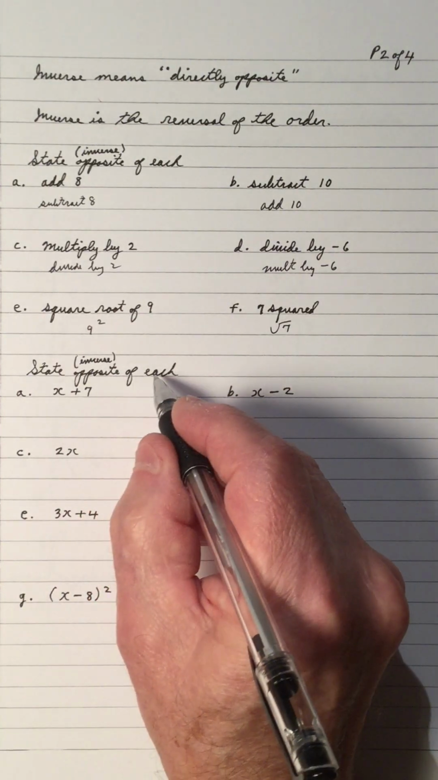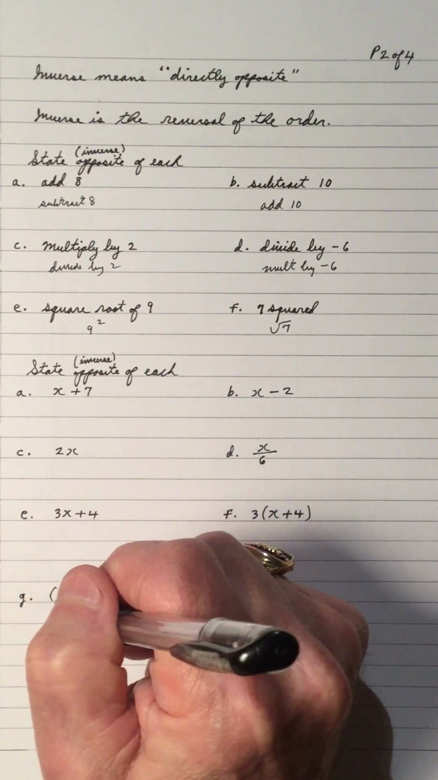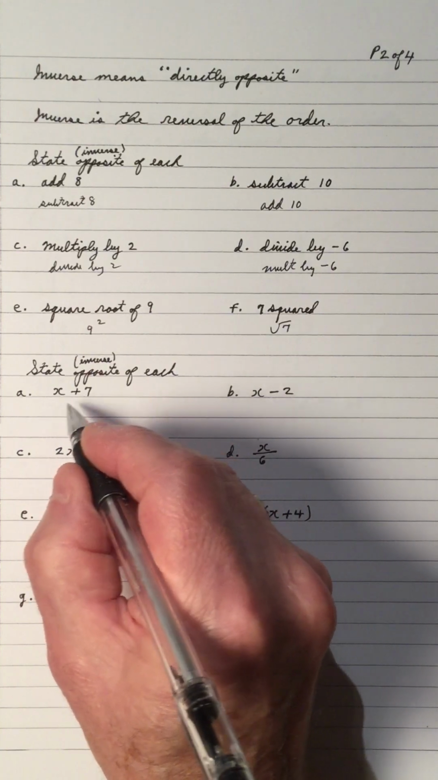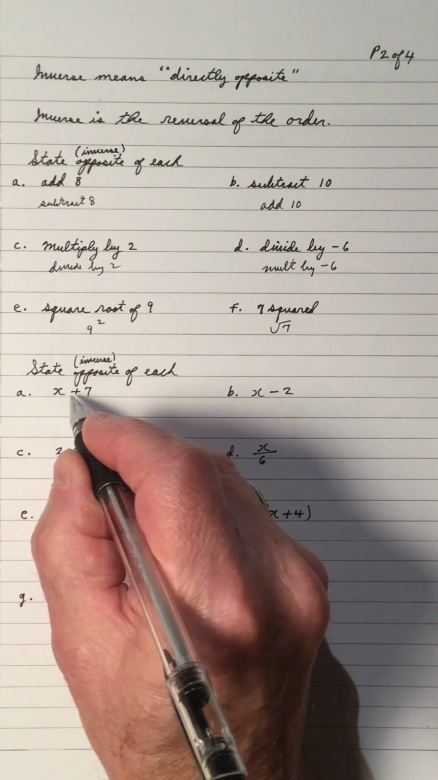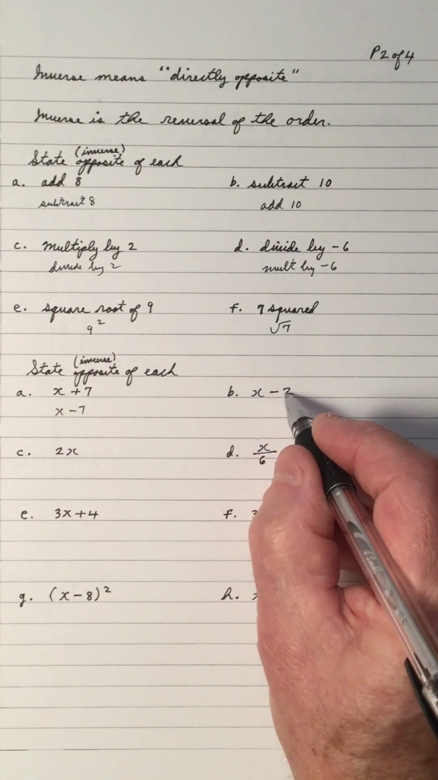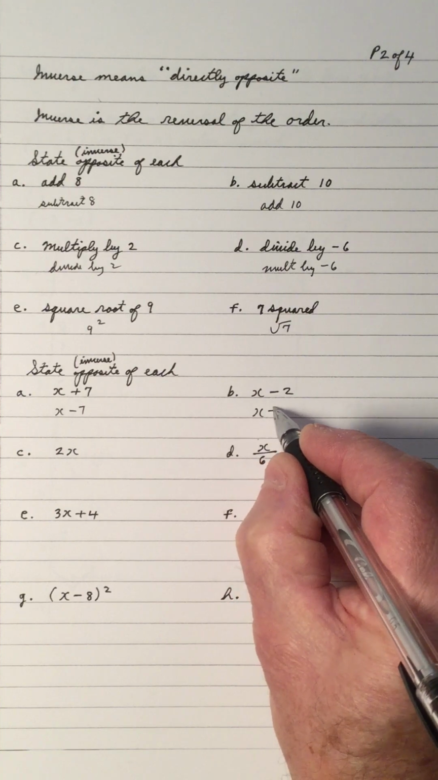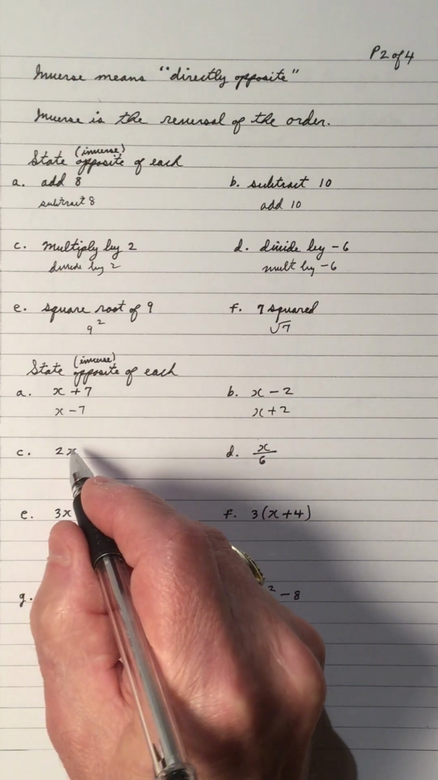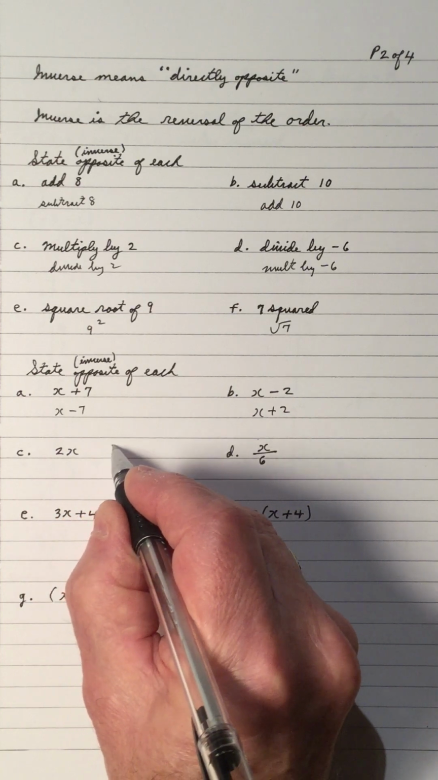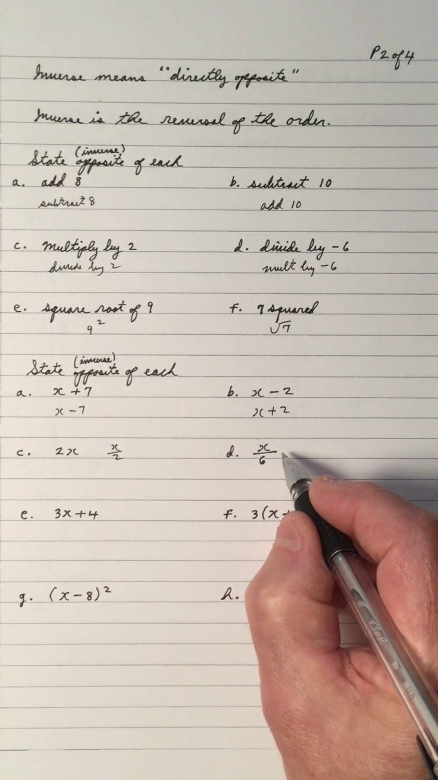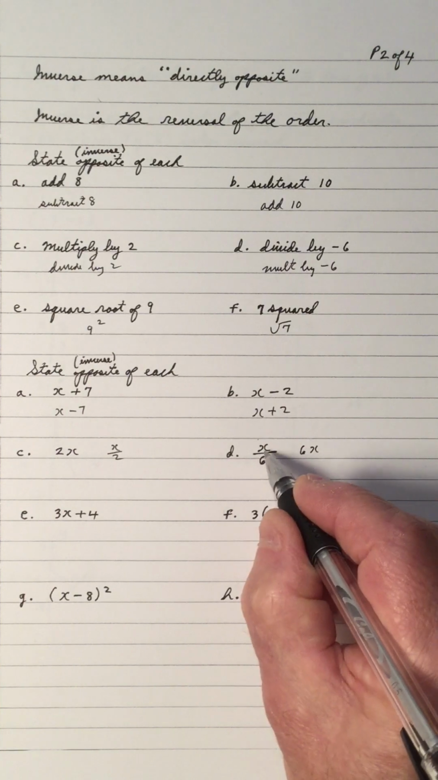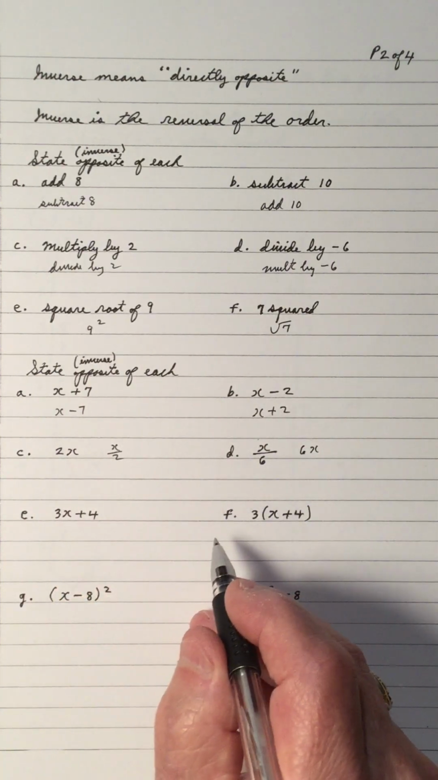State the opposite or the inverse of each. This time we have x's in these expressions. So the opposite or the inverse of x plus 7 is, what would you do to make this back to an x? It would be x subtract 7. And x subtract 2, the inverse would be x plus 2. The inverse of 2x, 2 times x, is x divided by 2. And the inverse of x divided by 6 is 6 times x. Division is a multiplication, multiplication, division.